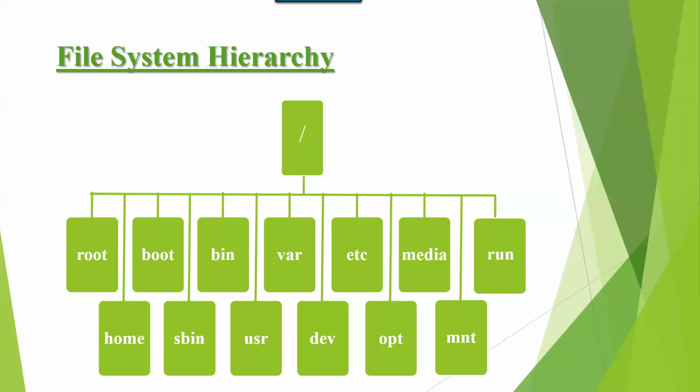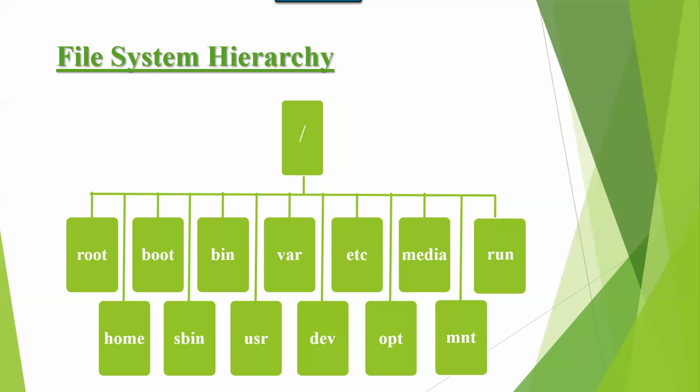Next is boot. Boot contains bootable files and kernel, up to RHEL 6 version. And next one is sbin. Sbin contains super user commands, the commands which can be executed by the super user. Those commands are stored under sbin. Bin contains normal user commands, the commands which can be executed by a normal user. Those commands are stored under bin.